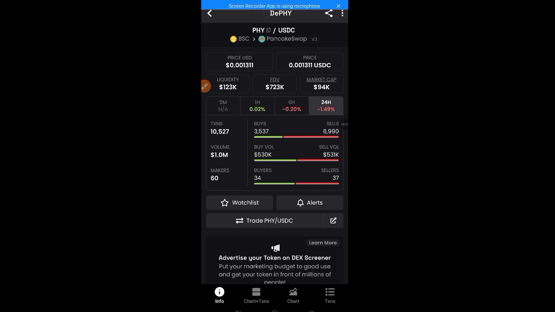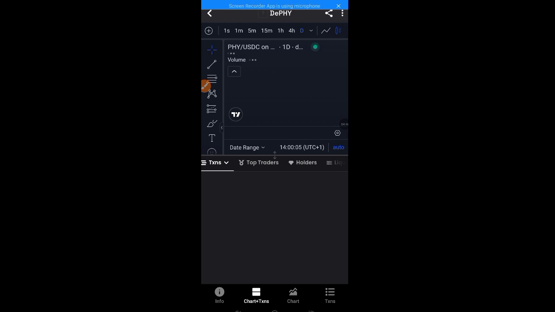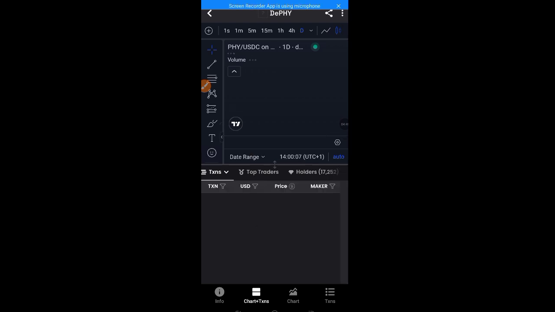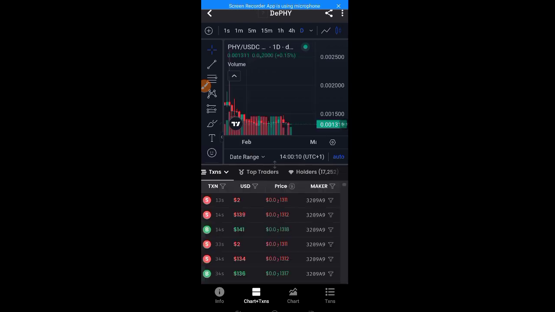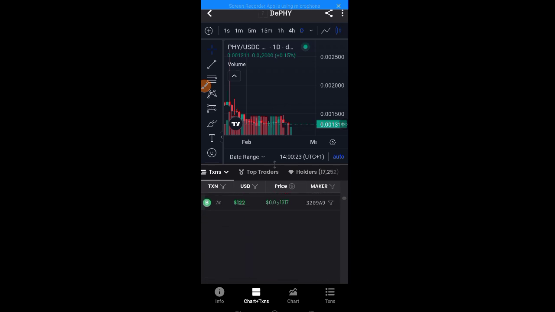So you have to check who is doing those buys. Sometimes you see buy volume and you're like, oh, this token has great volume, but when you check the orders and liquidity, I'm not even sure this is a real token. The orders are not displaying. It's not displaying any form of holders. Is it okay? 17,000 holders. So can you see this? Look at the maker column. You see 3209A9. It means the same wallet has been performing the same transaction on this token for the past how many minutes?